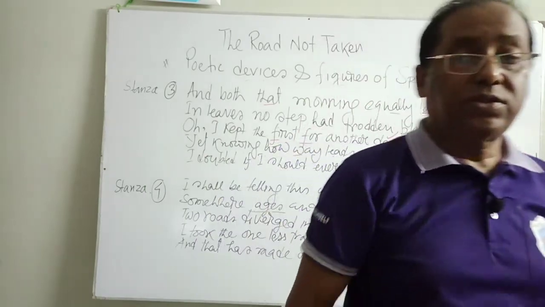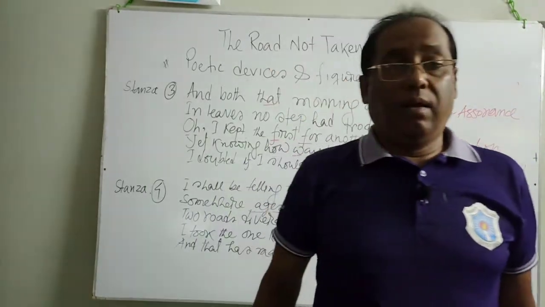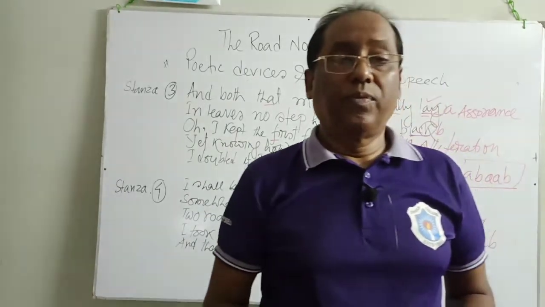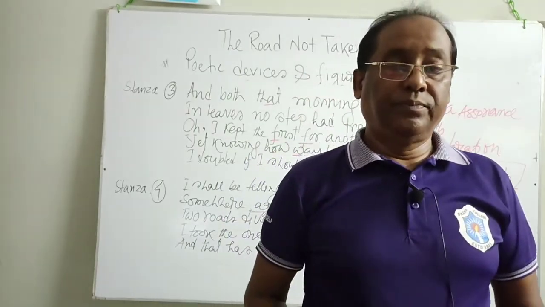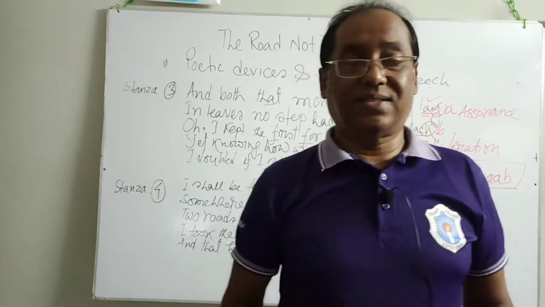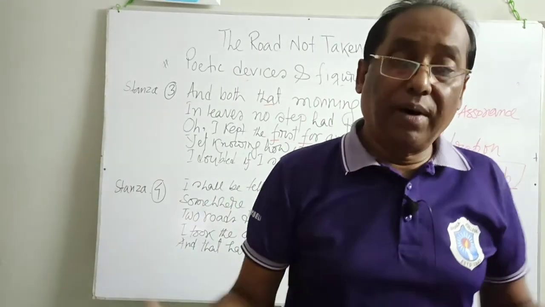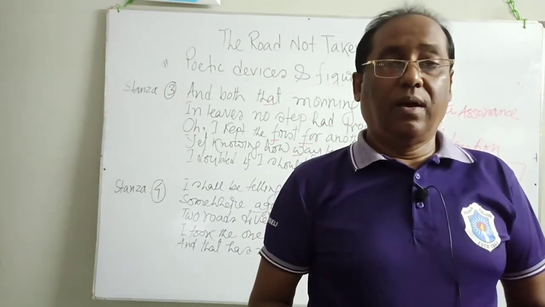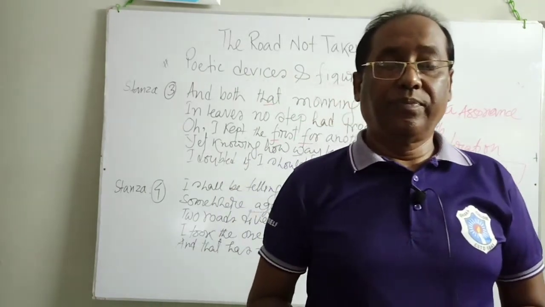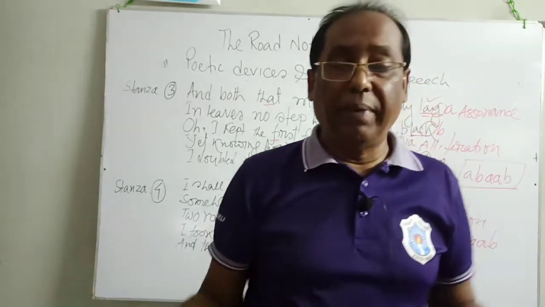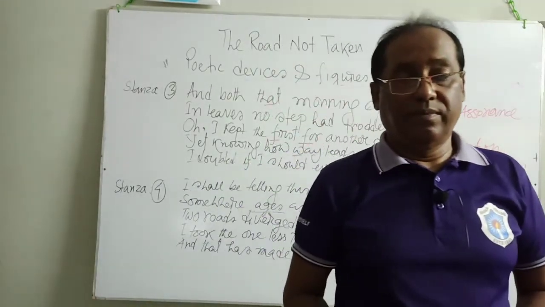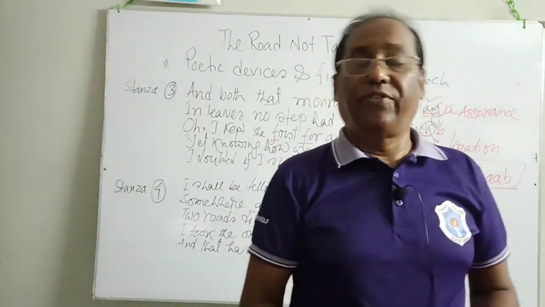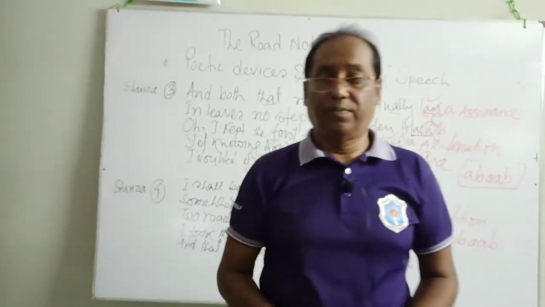My students, so far I have discussed the form of the poem, the number of stanzas, the number of lines, rhyme scheme or rhythm, that is meter, and different poetic devices and figures of speech.